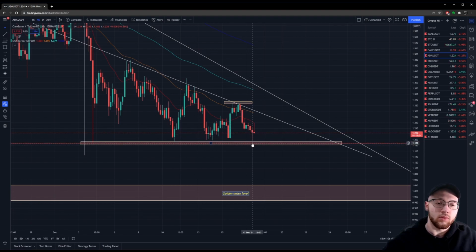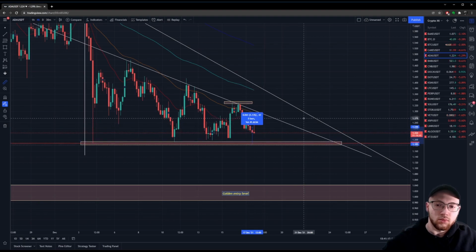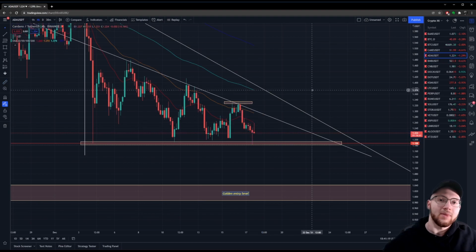So it went down to 1.18. What happened? The price went up a little bit, up to 1.24, which is 5%. But this is not people investing in the market. These are the traders making money out of the market.